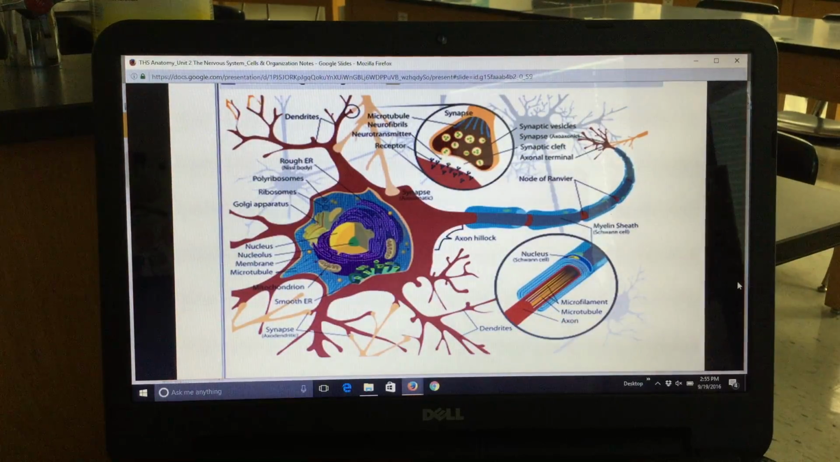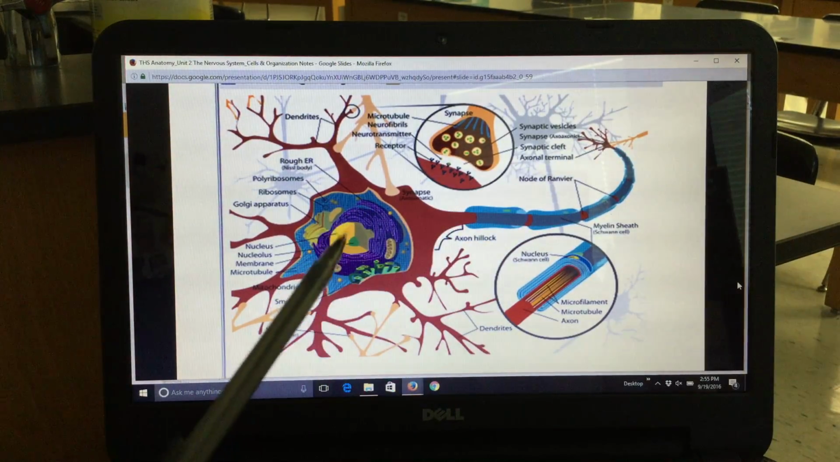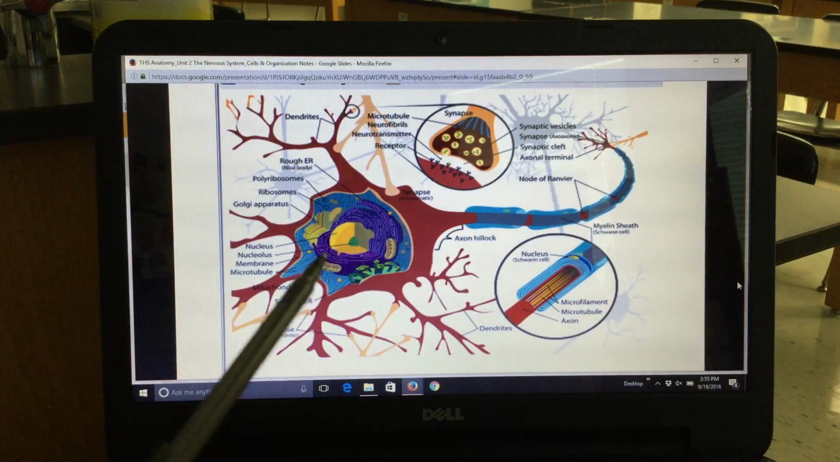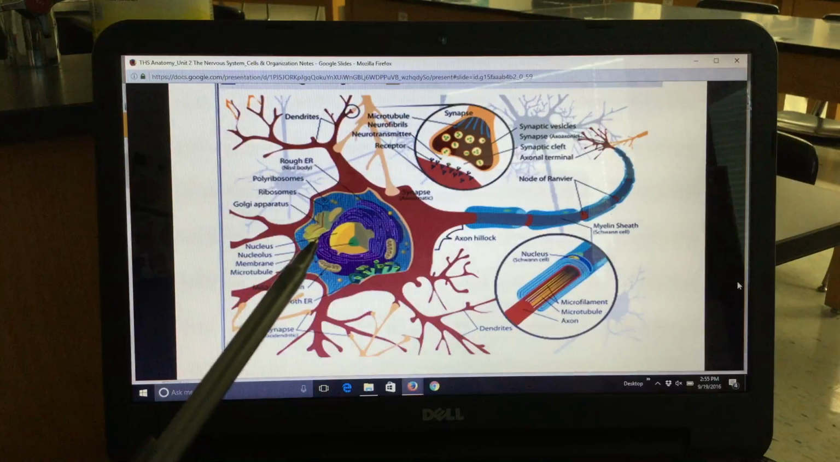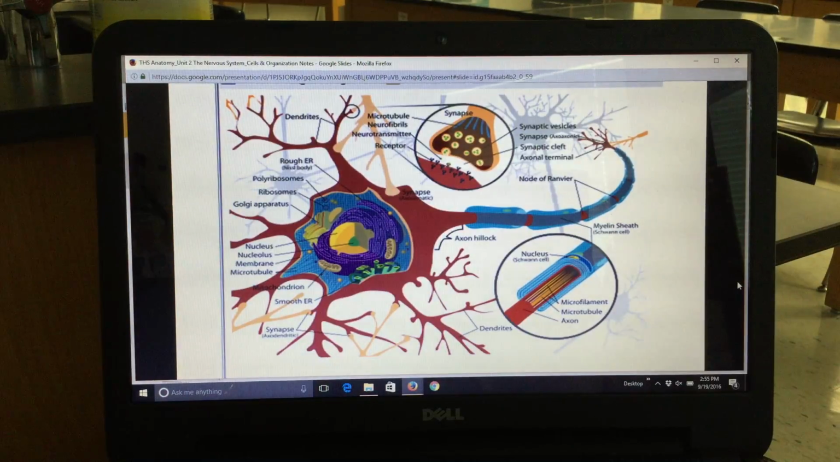Here's just another image that shows a different depiction of a neuron. And it's just a good reminder that even though it looks weird and it has the dendrite, cell body, axon terminal, at the heart of it, it's still the same type of cell that you remember studying in biology. It has organelles like the nucleus, mitochondria, Golgi body, endoplasmic reticulum. So it's still the same type of cell. It just has a unique structure or shape to it to help it complete its unique nervous system functions.